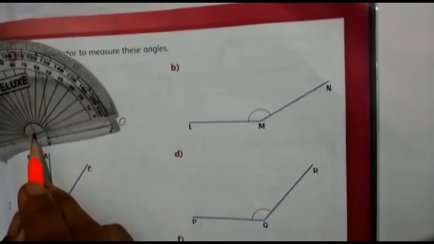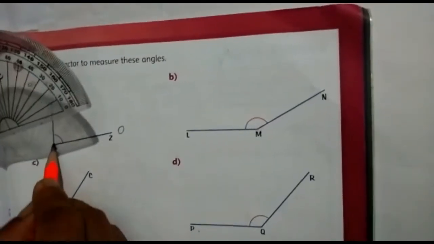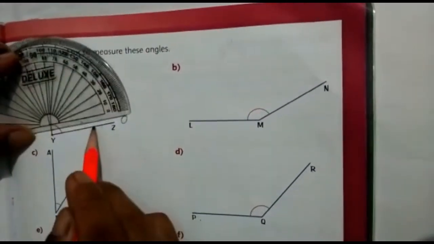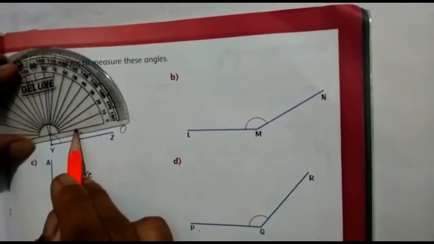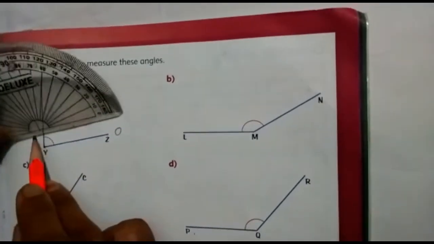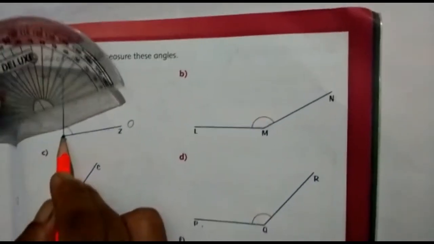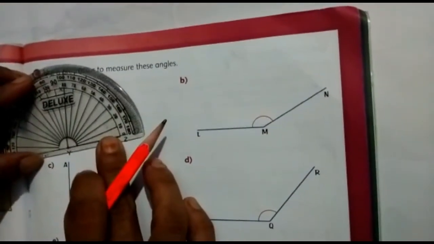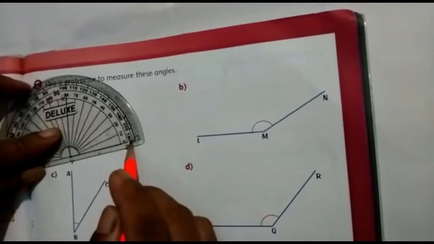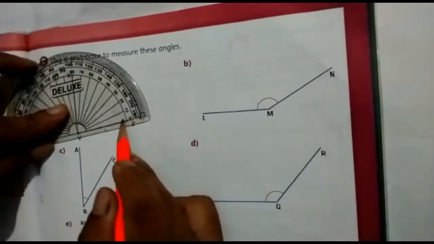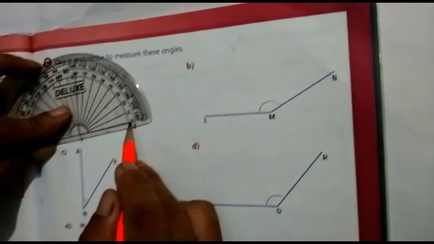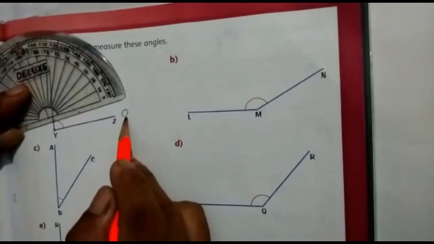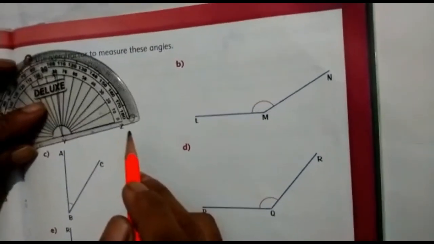We will keep the center of the protractor exactly on the center of the angle. This line of the protractor must be on this line, and the center of the protractor must be on the center of the angle, like this, and it is 0. There are two number scales on the protractor, the lower part and the upper numbers, and there is 0. We have mentioned the 0 here, so we will start counting from 0.